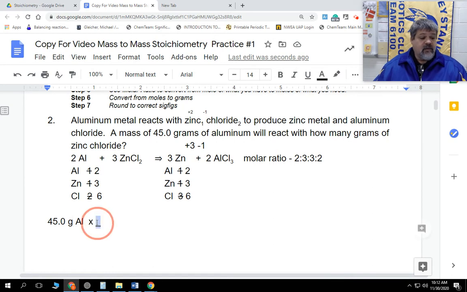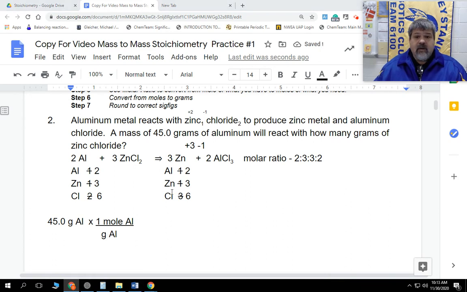So I'm just going to do our molar mass here. So 1 mole of aluminum, okay, and we're going to underline that. And on the bottom side, we're going to put our grams of aluminum. Now again, how do we get our grams of aluminum? We have to go to our periodic table.